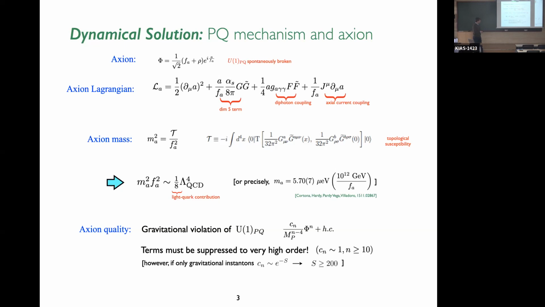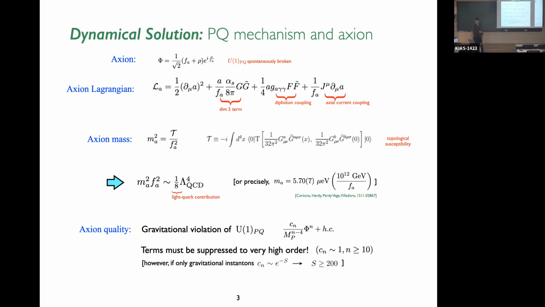And so you can add to this Lagrangian higher dimension terms which explicitly break the Peccei-Quinn symmetry. And what happens if you do that, you'll get another contribution to the axion potential, which then destabilizes the axion potential minimum, and you'll reintroduce the strong CP problem. In other words, you won't cancel off the phase theta bar. And so this is referred to as the axion quality problem.